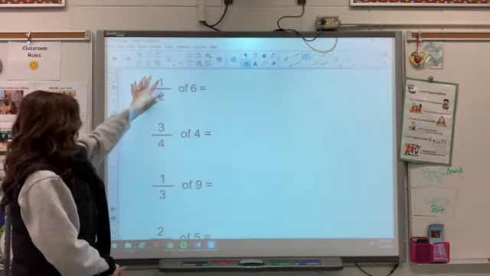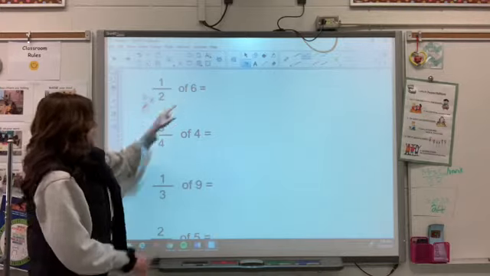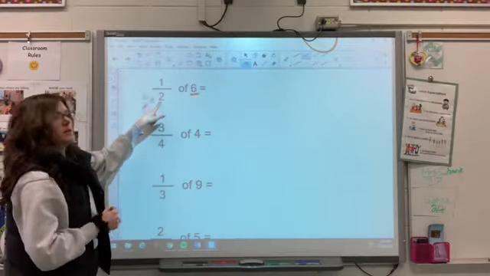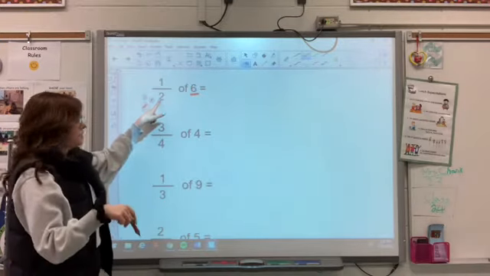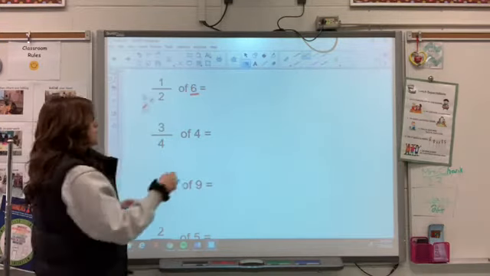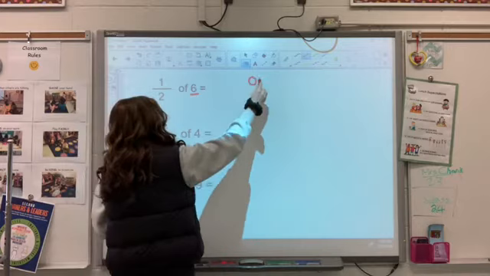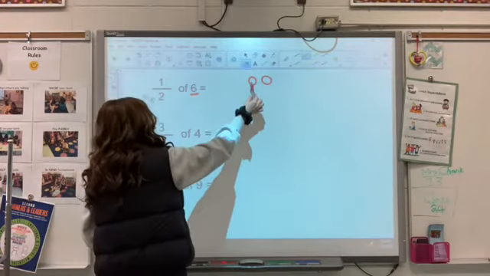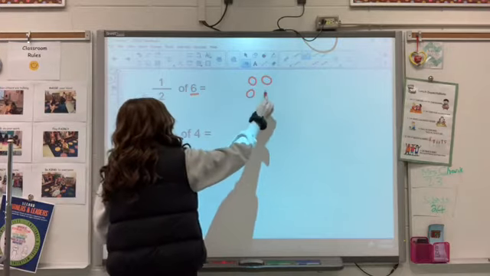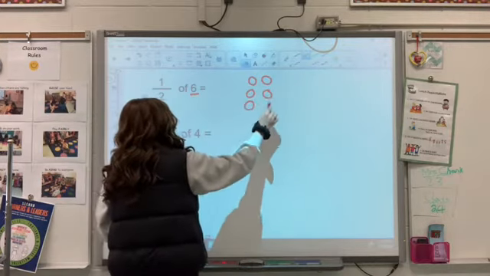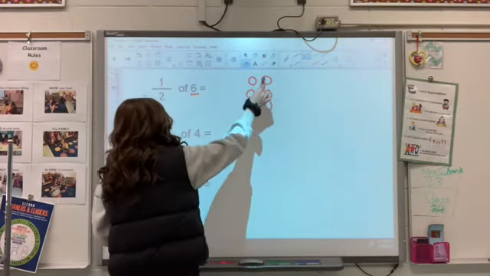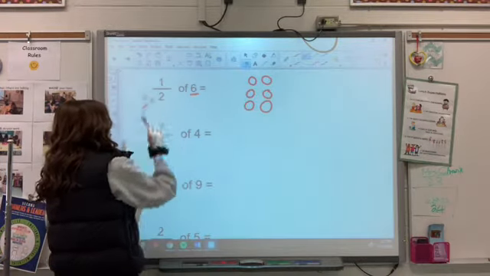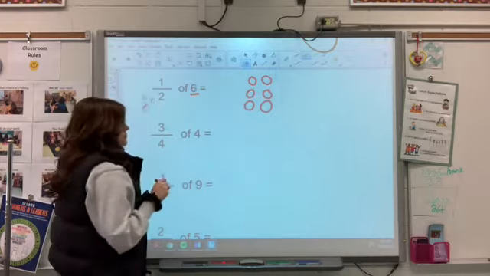So if I have 1/2 of 6, I know right away I need to have 6 circles in total, and I need to have them in rows of 2 or groups of 2. So I'm going to start with 1 group, 2 groups. Now I'm done. I'm going to keep going down from there. So 1, 2, 3, 4, 5, 6. I have 2 rows, just like the denominator says here, and I want to know how many circles are in one of those groups.